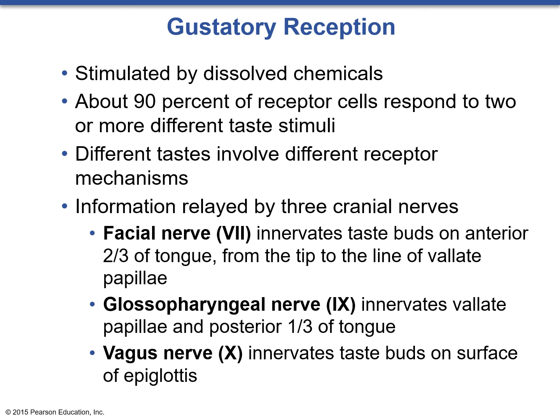The facial nerve, cranial nerve 7, innervates taste buds on the anterior two-thirds of the tongue, from the tip to the line of the vallate papillae. Cranial nerve 9, or the glossopharyngeal nerve, innervates the vallate papillae and the posterior one-third of the tongue. And finally, the vagus nerve, cranial nerve 10, is going to innervate taste buds on the surface of the epiglottis in the throat. And this would help to, of course, detect water and thirst.